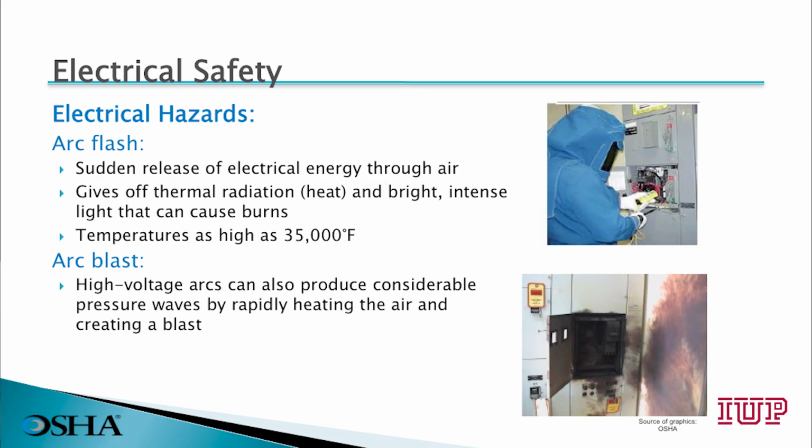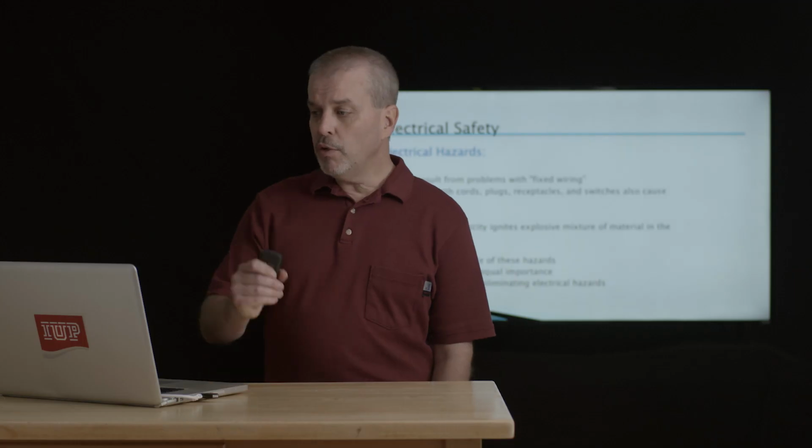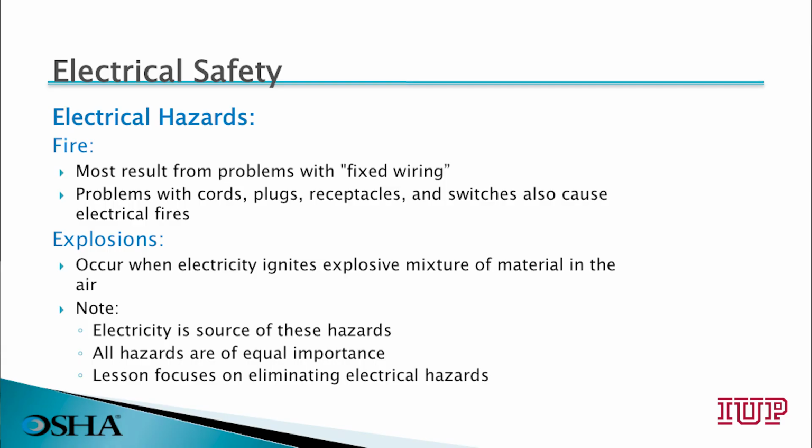We also have arc blast. And in an arc blast situation, we're talking about high voltage arcs producing considerable pressure waves that can kill. They also rapidly heat the air around you and can contribute to the thermal burn hazard. Electrical hazards include fires. Most of these result from problems with fixed wiring in a facility. You can have problems with cords, plugs, receptacles, and switches. All this equipment can also lead to an electrical fire.